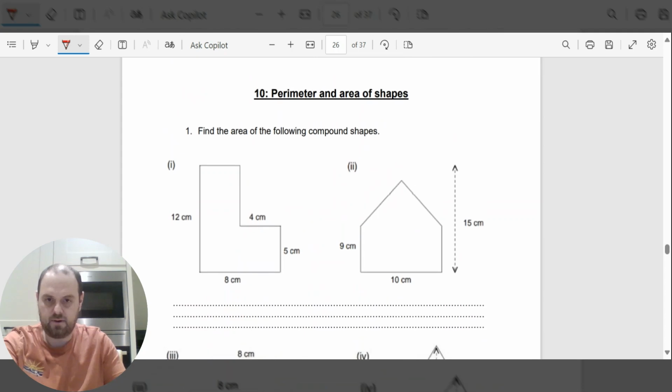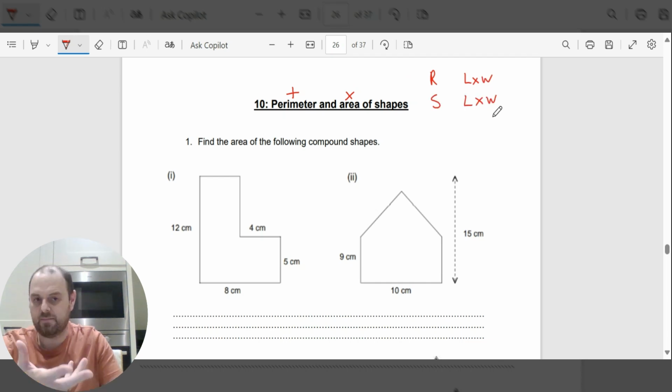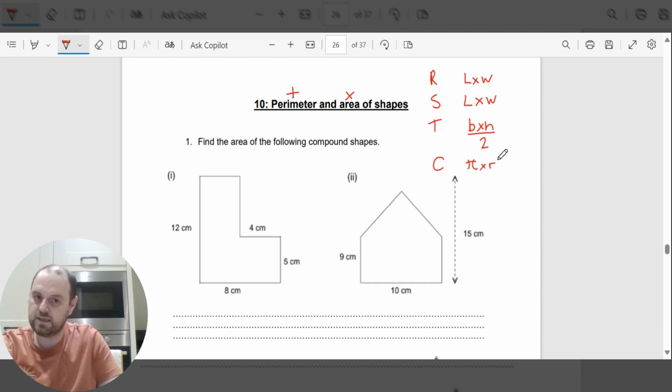Right. Area and perimeter of shape. So perimeter is adding up all the way around. Area is times in. Now, for example, if it's a rectangle, length times width. If it's a square, length times width, but they'd be the same if it's a square, right? So the length and the width are the same. If it's a triangle, it's base times height, but we need to remember to divide our answer by 2. If it's a circle, it's pi times the radius squared.